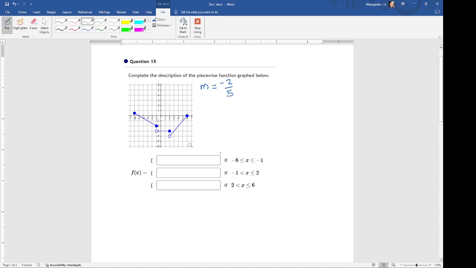Now we can take any point on this line and plug it into the equation y equals mx plus b, where our m is negative 2/5. I'm not 100% sure what this point is. I would guess that it was negative 6 1/2, but I can see that this one is actually on the grid, so I'm going to use this point instead. So our x is equal to negative 1, and our y is equal to negative 2.